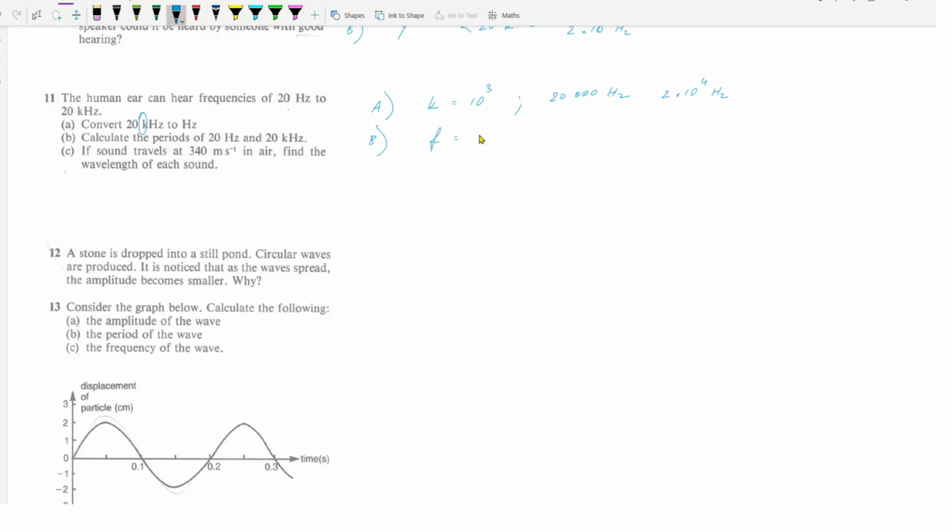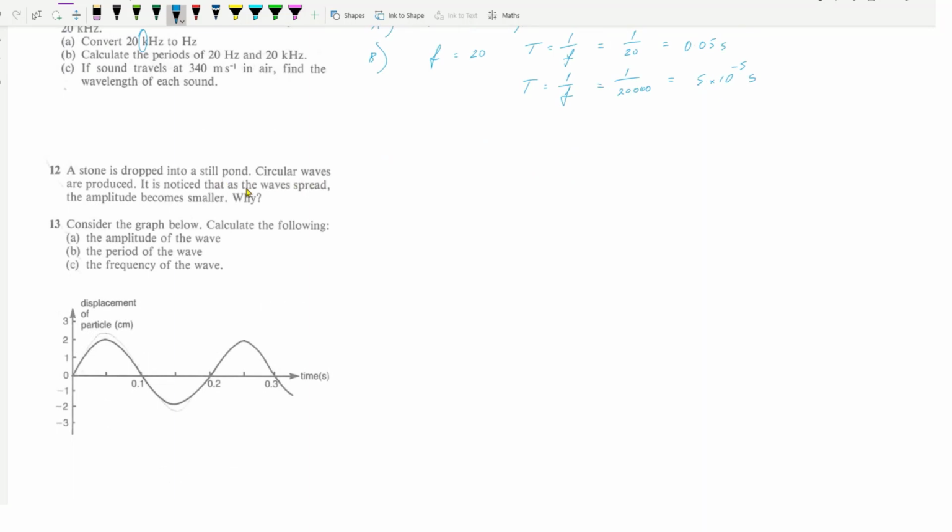So again, the frequency is equal to 20, so the period is equal to the inverse of the frequency, which is going to be equal to 1 over 20, which equals 0.05 seconds. Now if I do this process again with the 20 kilohertz, which is 1 over 20,000 hertz, that gives me a value of 5 times 10 to the power minus 5 seconds. A stone is dropped in a still pond, circular waves are produced.